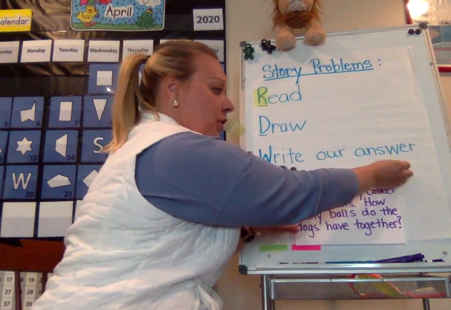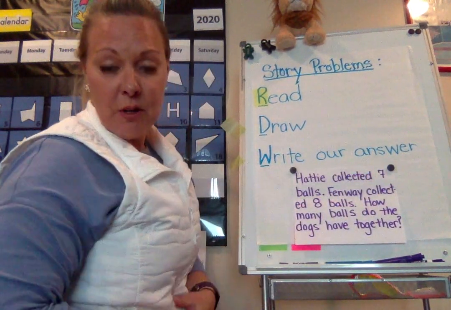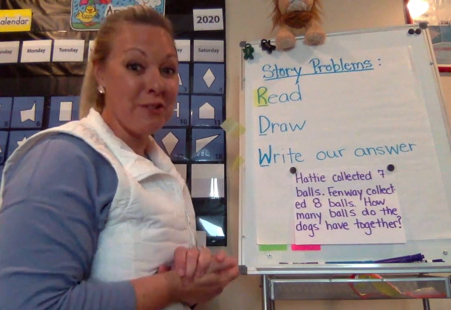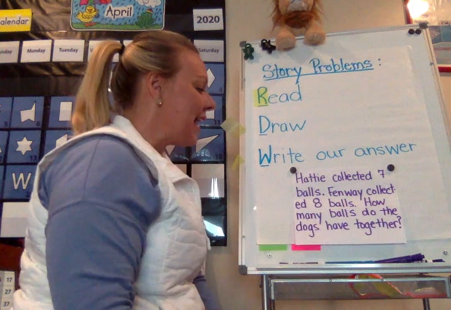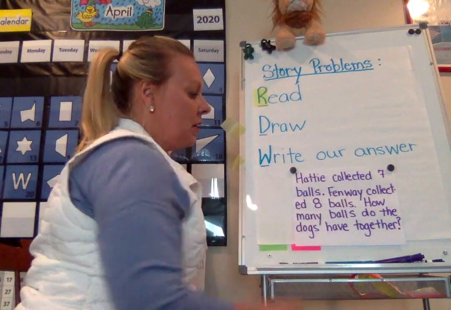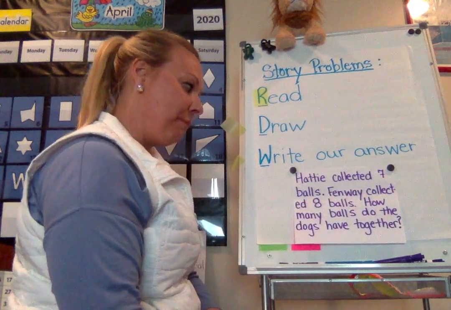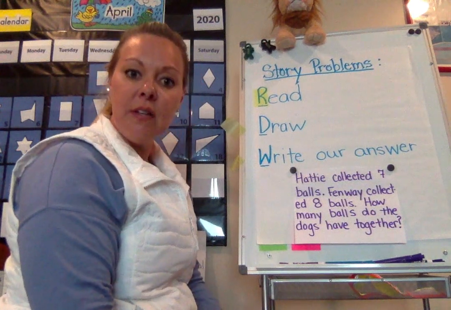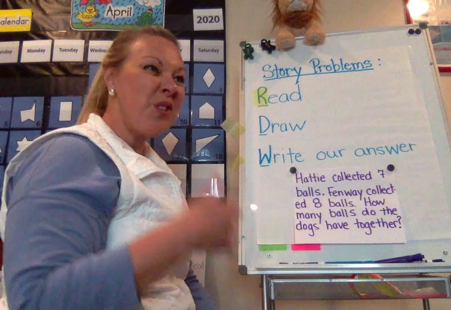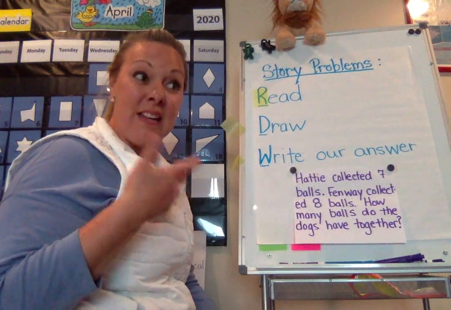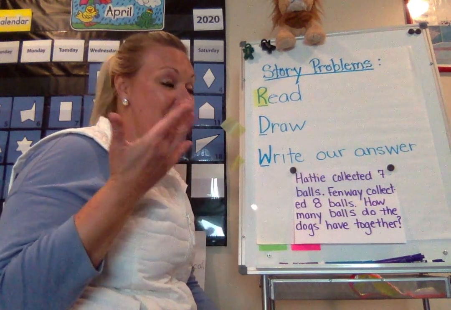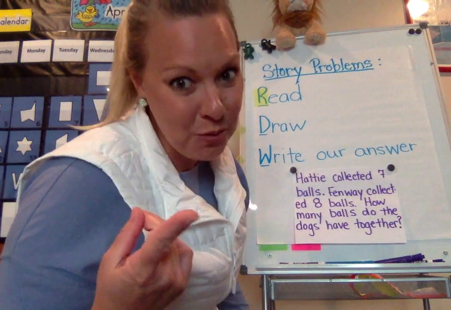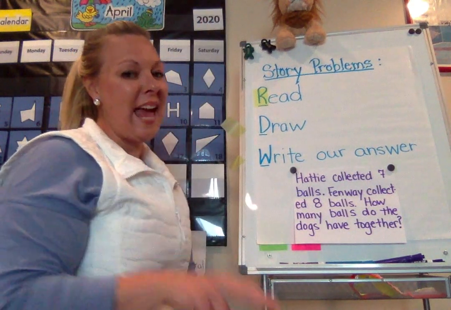I have a story problem about Hattie, my dog, and Fenway, my dog. So here we go. Hattie collected 7 balls. Fenway collected 8 balls. How many balls do the dogs have together? So I read it once, but I know some of my friends are saying once is nice, but twice is better. So let's read it again.